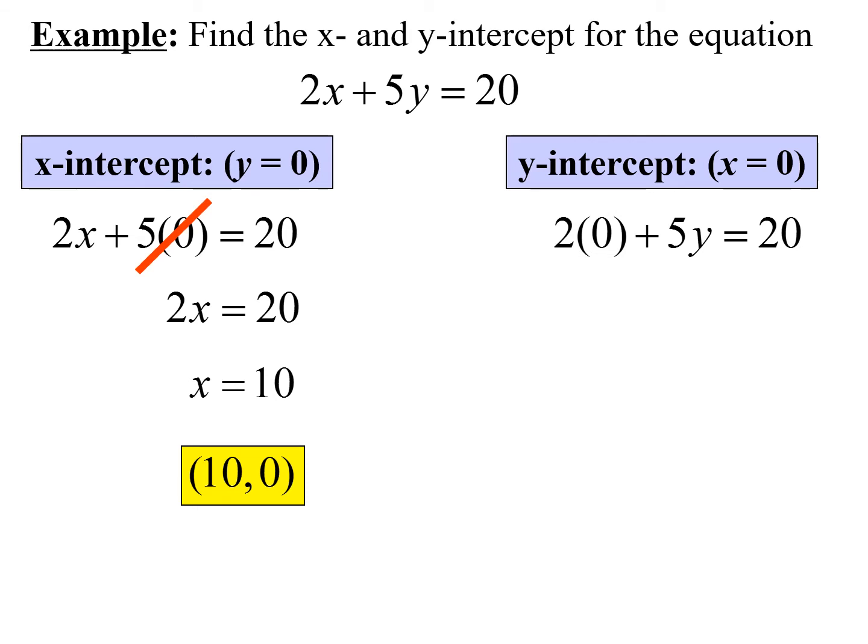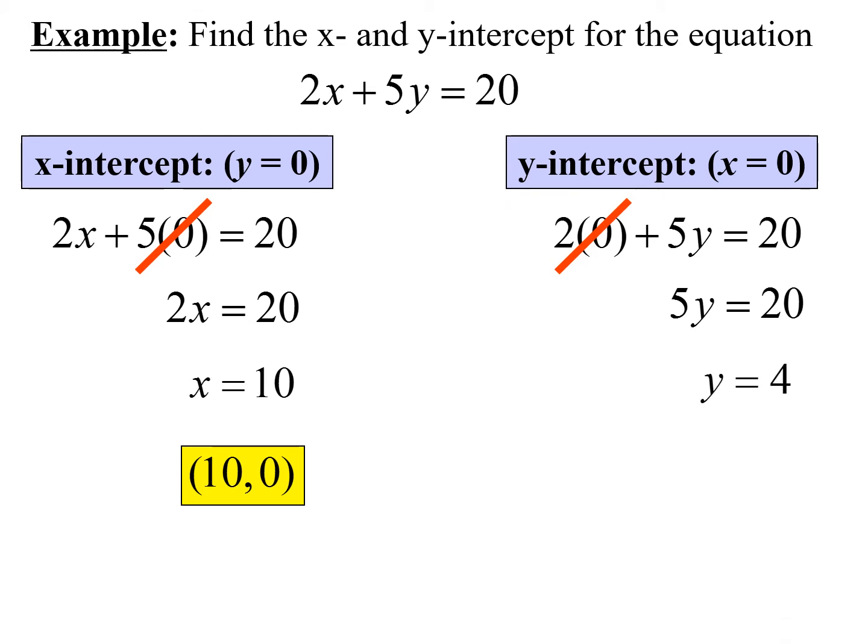Let's go ahead and take a look at finding the y-intercept. Here we have x equal to 0. So I'm going to plug x equals 0 into the equation. We get 2 times 0 plus 5y is equal to 20. 2 times 0 is 0. When I add 0, it doesn't change the value, so that essentially cancels. That gives us 5y is equal to 20. We're going to divide both sides by 5, and we get the y value is equal to 4.